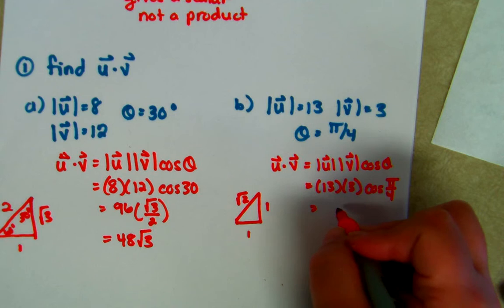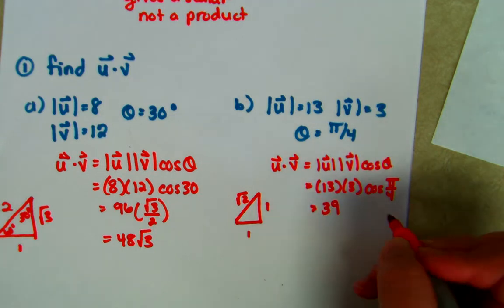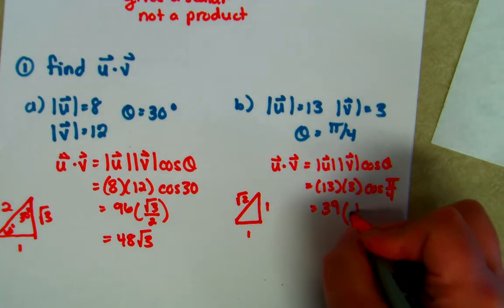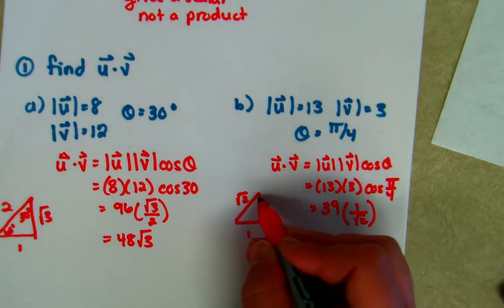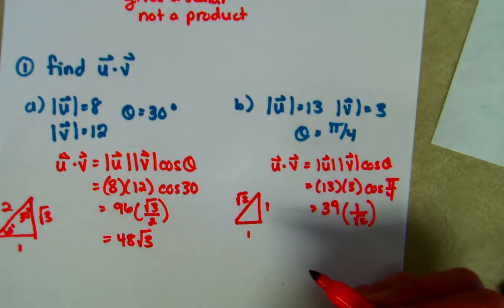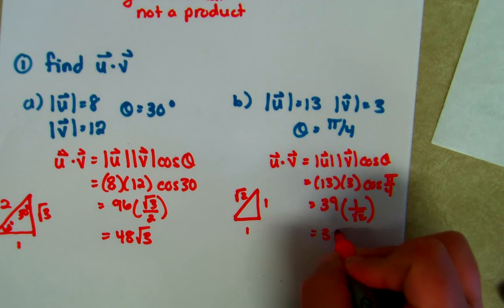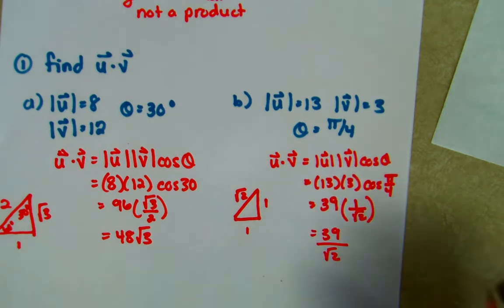Well, 3 times 13, or 13 times 3, is 39. Cos of pi by 4 is 1 over root 2, adjacent over hypotenuse. It doesn't matter what angle we look at because they're both 45, or pi by 4, which gives me 39 over root 2.